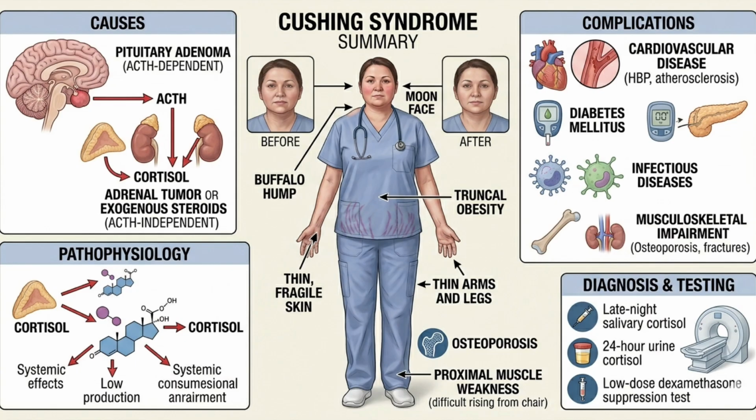Next, check ACTH levels to find the source. Low ACTH means the issue is in the adrenals. High ACTH means it is the pituitary or an ectopic source like lung cancer. Treatment depends on the cause, surgery for tumors, or a slow taper for those on chronic steroids.